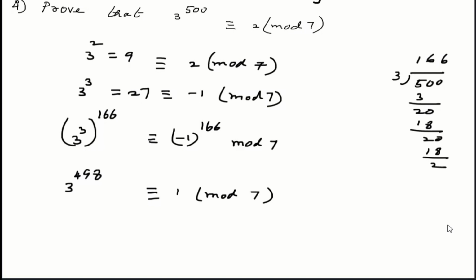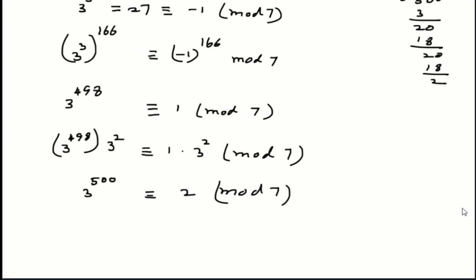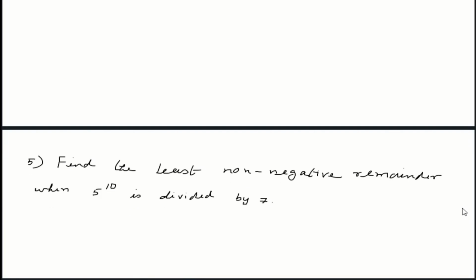Now I want 3 power 500. So 3 power 498 into 3 square is 1 into 3 square mod 7. Both sides are multiplied by 3 square. So this is 9. So this side I can write as 3 power 500 is congruent to 9. 9 we just know is congruent to 2 mod 7, hence the result. Is that clear? We will move on to the next sum.